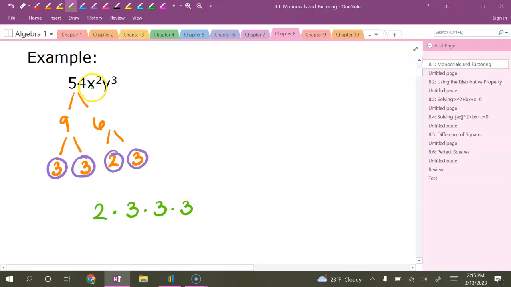Then I'm going to do my letters. So up here we have x squared, and we have y to the third. If you remember from last chapter when we were stretching out our monomials, x squared means that there's 2 x's, and the y to the third means that there's 3 y's.